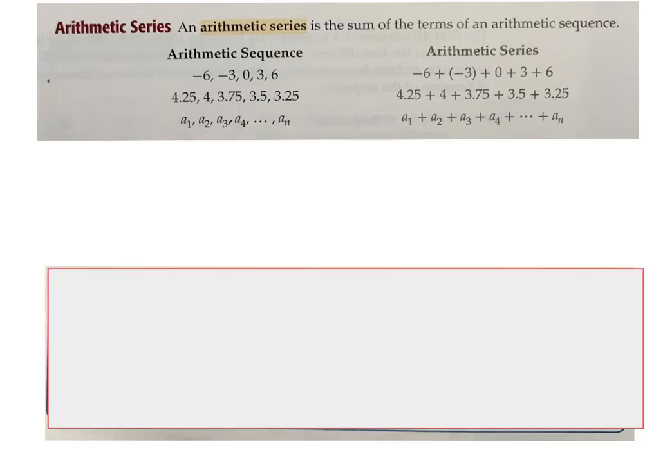All right, so basically the difference between a sequence and a series is you add them up. An arithmetic sequence is literally just the list of numbers. A series is where you add those numbers together and get a total.